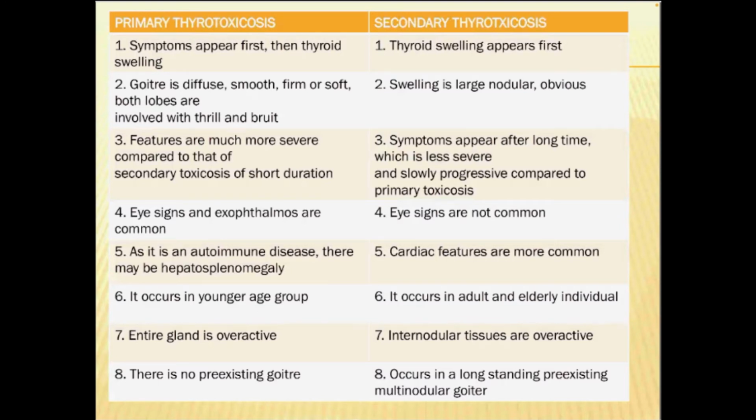In secondary thyrotoxicosis, cardiac features are more common. Autoimmune disease can occur at any age, but usually it occurs in the younger age group, while secondary thyrotoxicosis occurs in elderly people. As I said already, primary thyrotoxicosis involves the entire gland, while secondary thyrotoxicosis involves the internodular tissue, which is overactive.